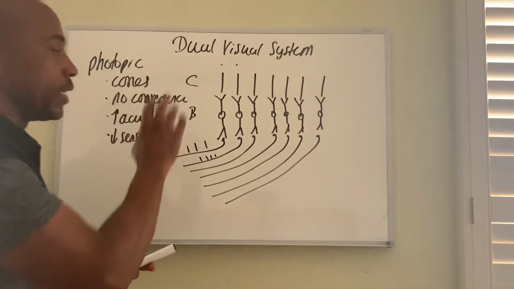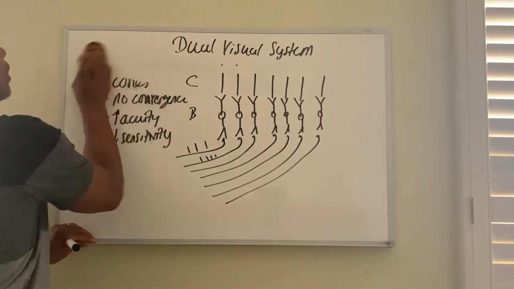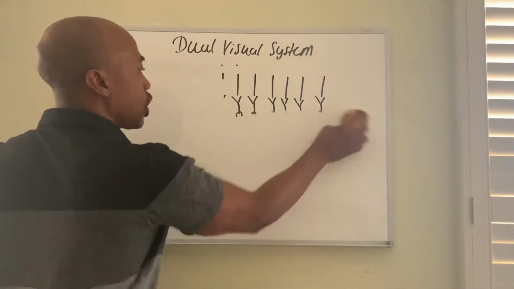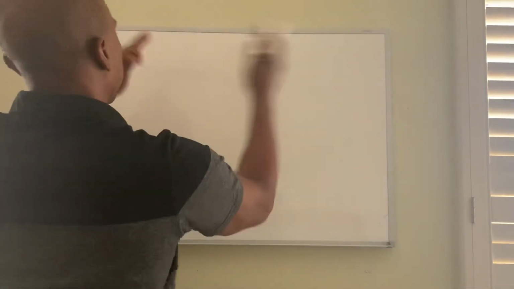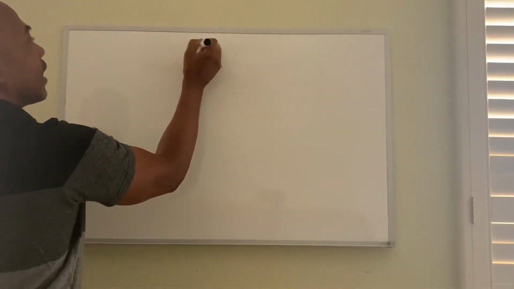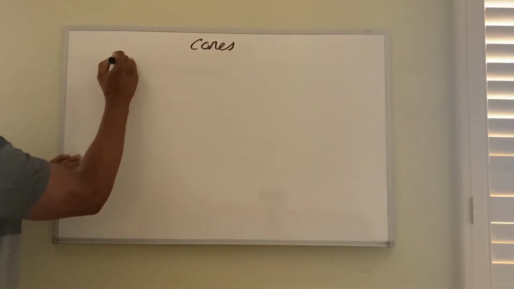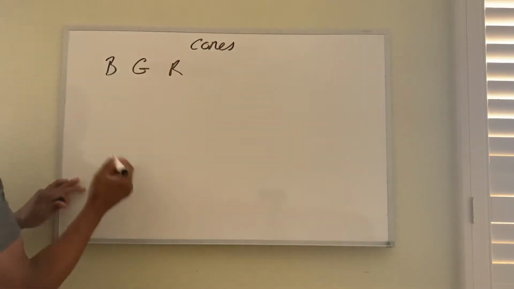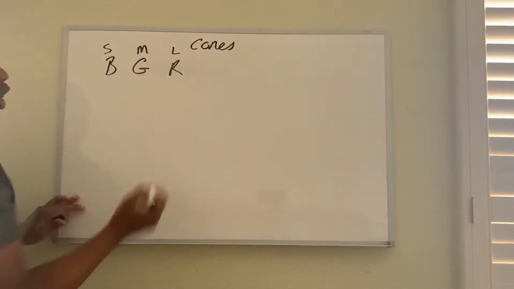Okay. We'll next do color vision. And color vision uses cones as well. Okay, so cones come in three types. So you have your blue cones, your green cones, and your red cones, also called short cones, medium cones, long cones.